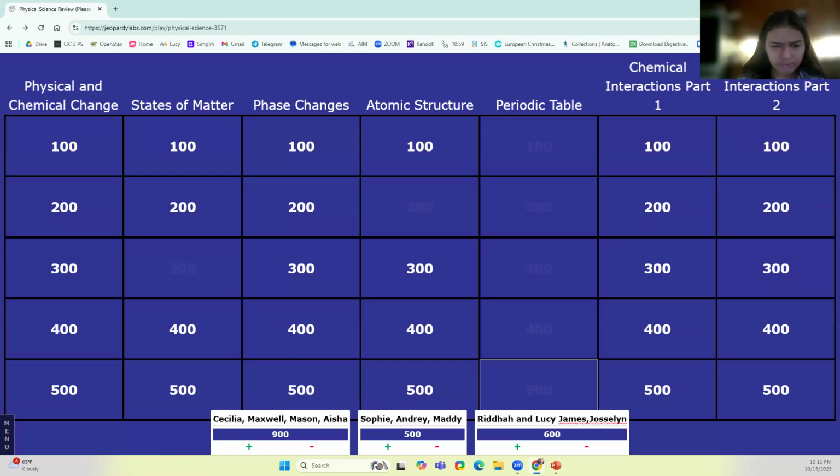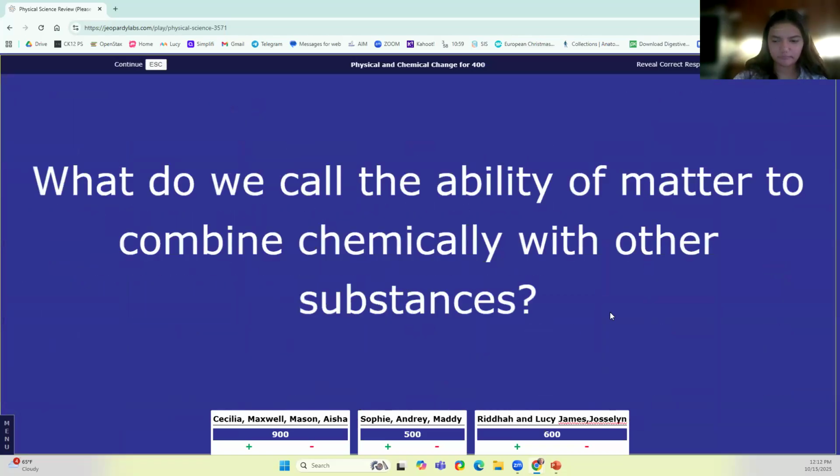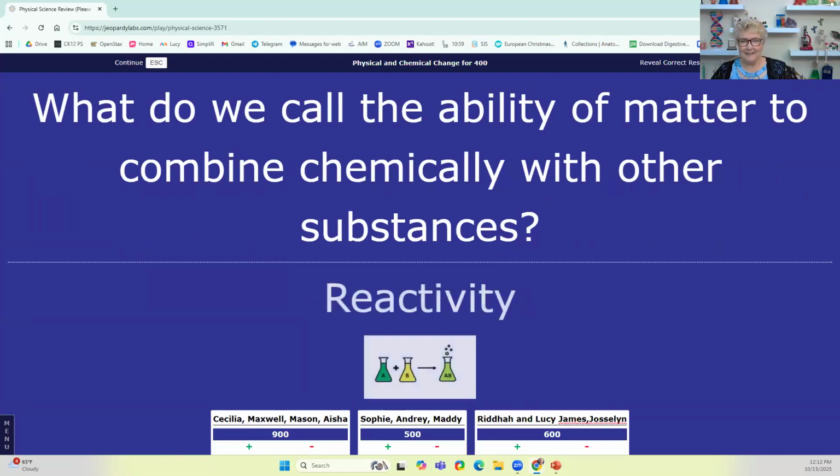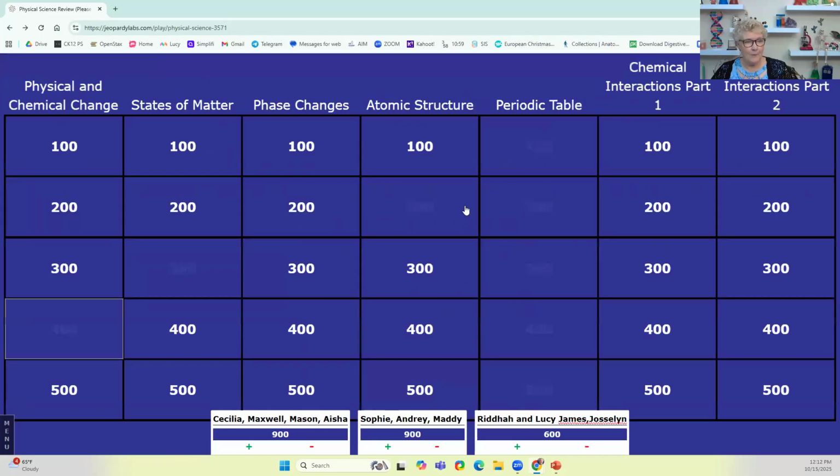Can I do physical and chemical change 400? What do we call the ability of matter to combine chemically with other substances? Anybody on Maddie's team? Sophie, Andrew, what do we call the ability of matter to combine chemically with other substances? Sophie? Reactivity. It is reactivity. Very good. All right, good job, Sophie. And let's give them the points. And now we are to Jocelyn.